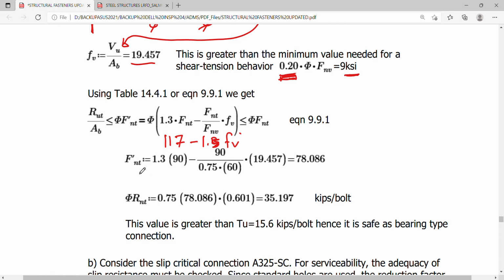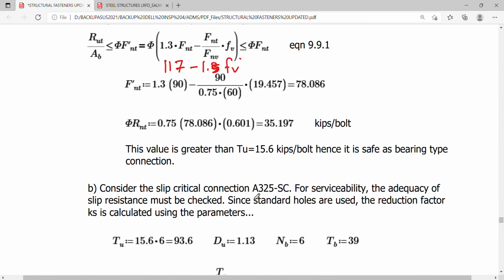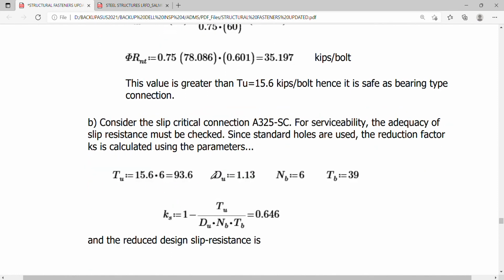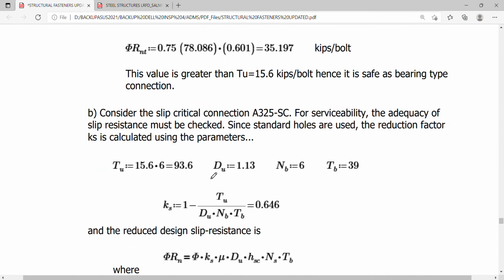It will give you the same result. Therefore, your FNT without the phi there will give you 78.068 or 086, and the phi RNT now, which is simply this one, will be 35.197 kips per volt. So the value being greater than TU, hence it is safe as the bearing type connection. But for the slip critical connection, 8325, this is again a serviceability issue.